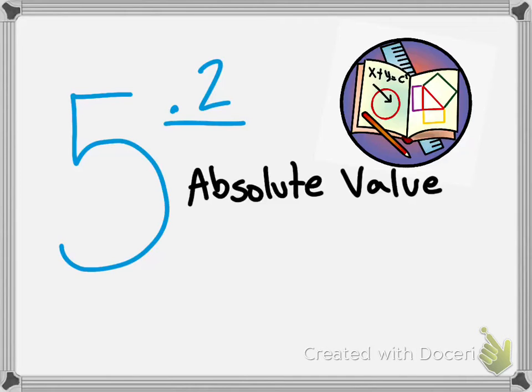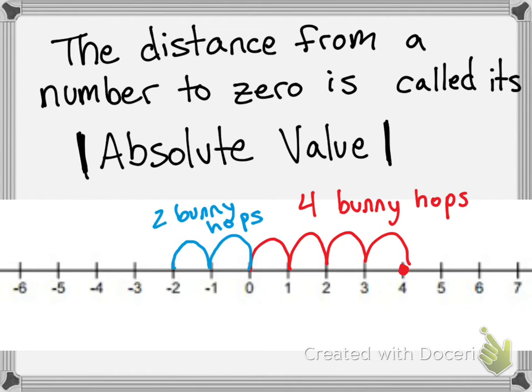Hello class and welcome to chapter 5, lesson 2, absolute value. It's going to be pretty easy. Just like we mentioned in the last one, the distance from a number to 0 is called its absolute value.